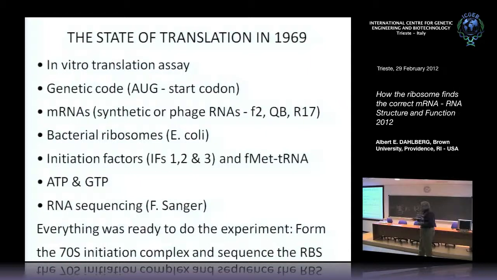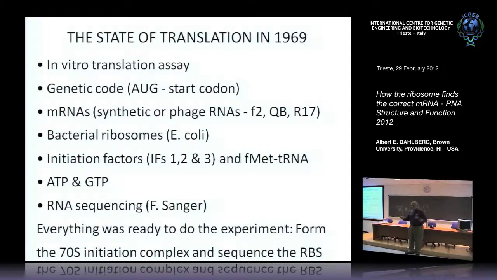We had messenger RNAs, but in those days, we didn't have messages coded by the genome, but rather phage RNA from viruses that infect bacteria. We had bacterial ribosomes, essentially working with E. coli. Initiation factors, ATP, we knew was for charging tRNAs, GTP for the translation factors. And one key thing is Fred Sanger had worked out sequencing. So we could really ask specifically, what was the ribosome binding site? What was the sequence that was recognized by the ribosome?